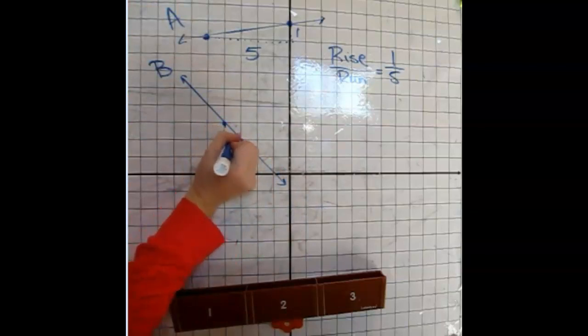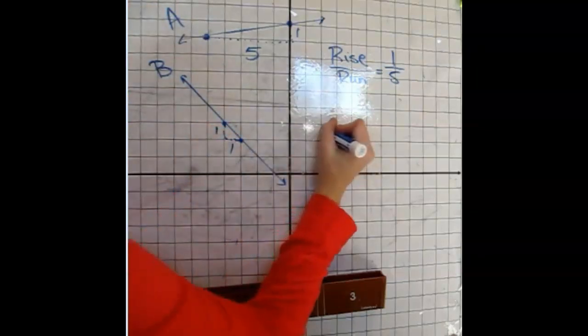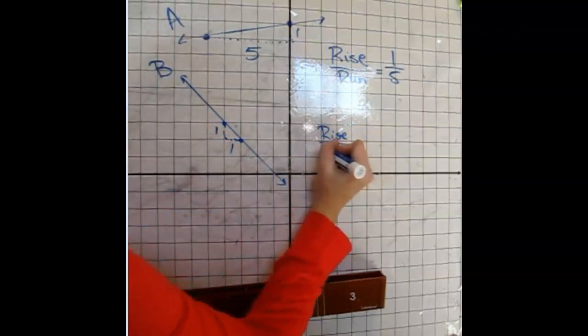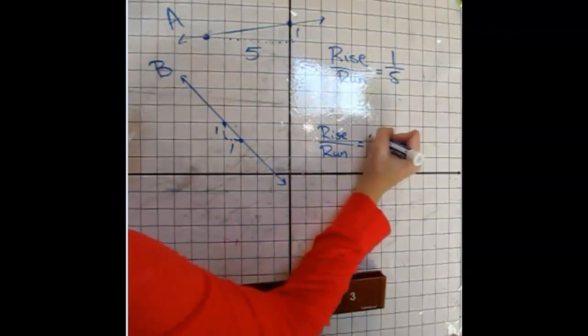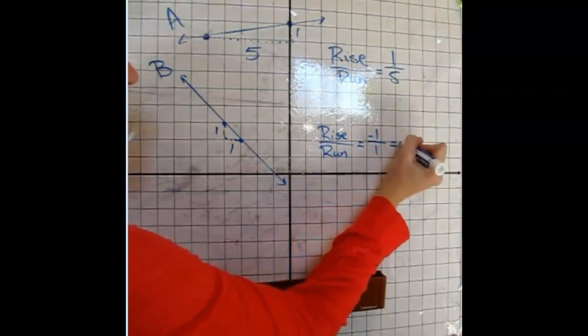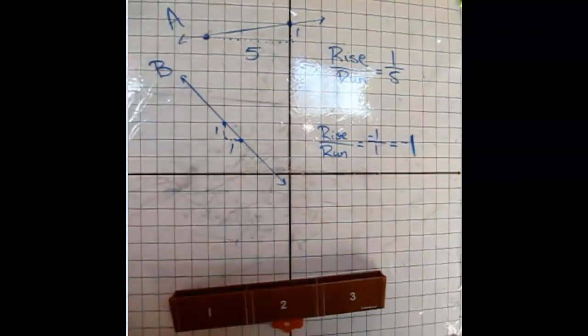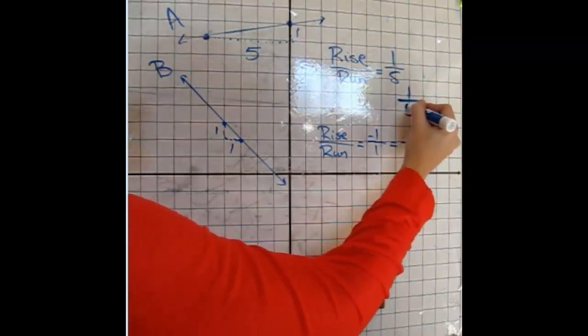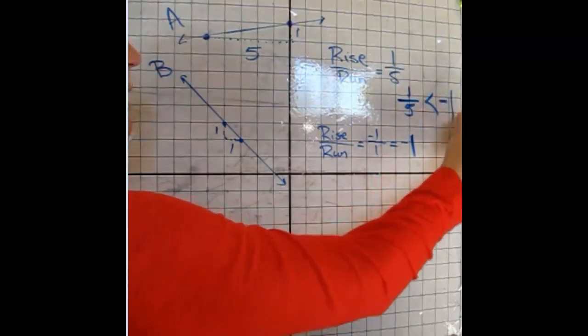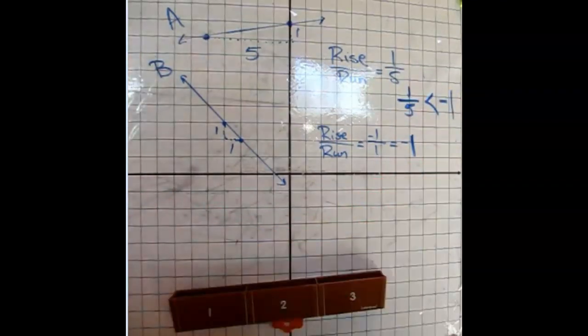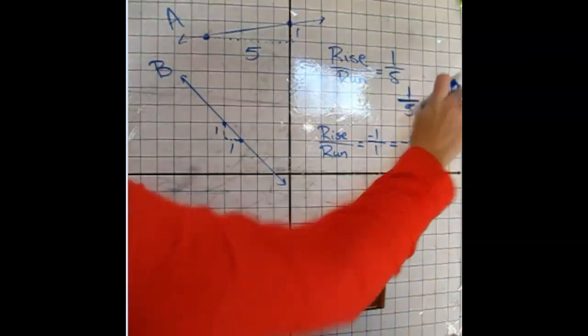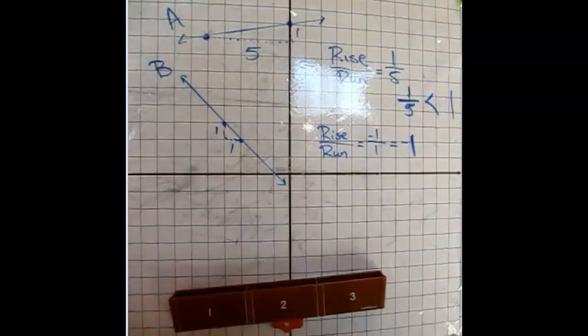B is a negative slope because it's going down from left to right, and its slope is 1 over 1. So I'm going to put the negative on the top one, but you can put it on the bottom one, just don't put it on both. Negative 1 divided by 1 is negative 1. So 1/5, we already know that slope A is less than slope B, but we need to compare the absolute values of those slopes. So there we go. 1/5 is less than 1. It's a lot less than 1. So the slope of A is a lot less than the slope of B.